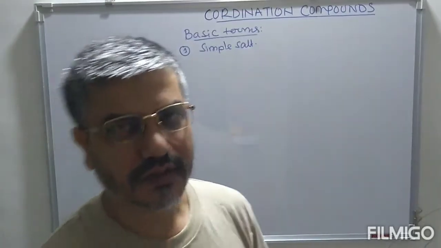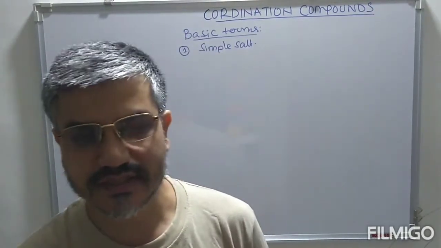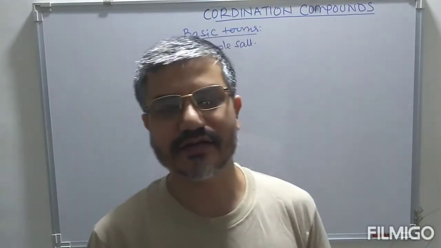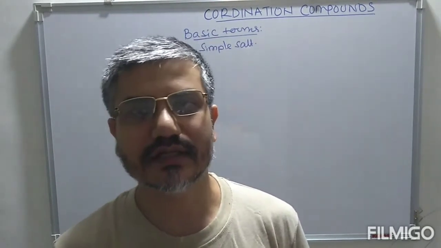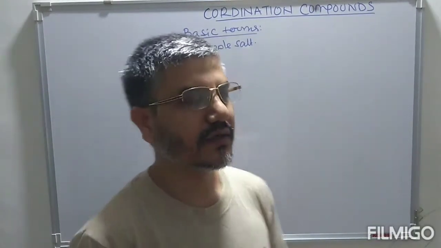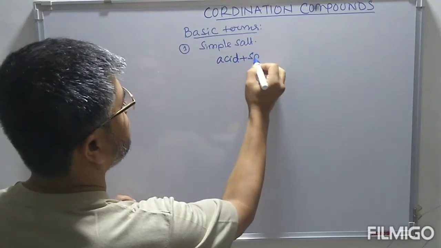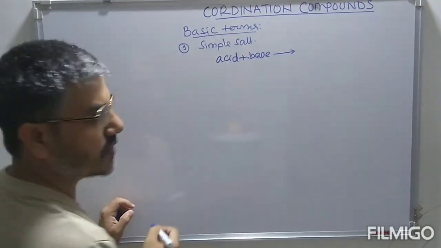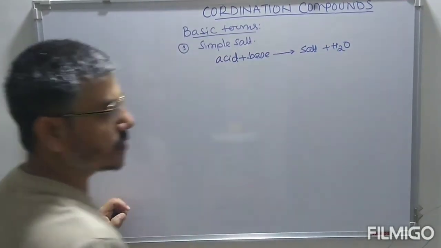We all know that when an acid reacts with a base, a neutralization reaction takes place and a simple salt, along with water, unionized water, is formed. So simply saying, a simple salt contains a single cation and a single anion. So we have looked at this: acid plus base, neutralization reaction, and this gives you salt plus unionized water.